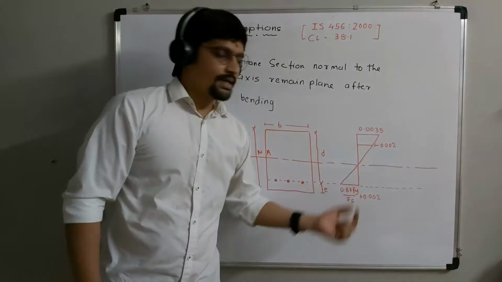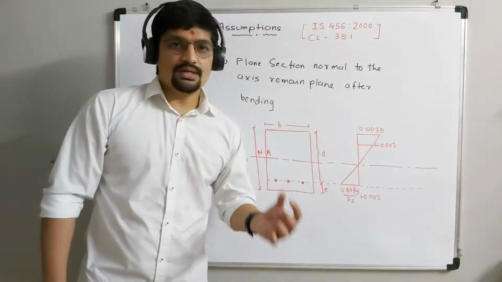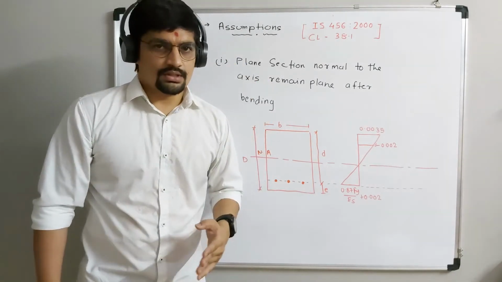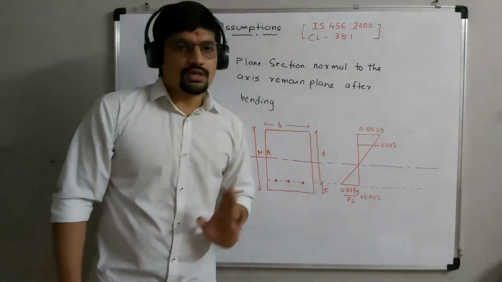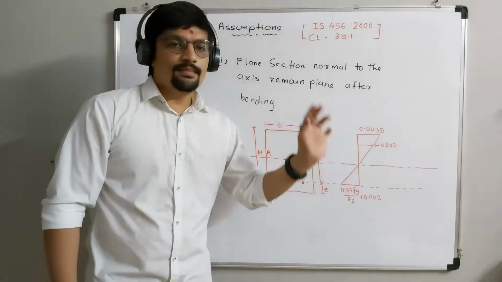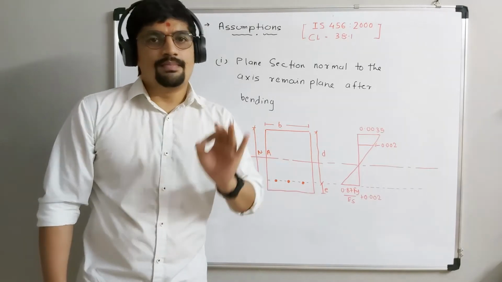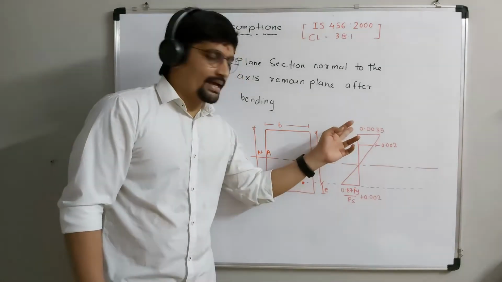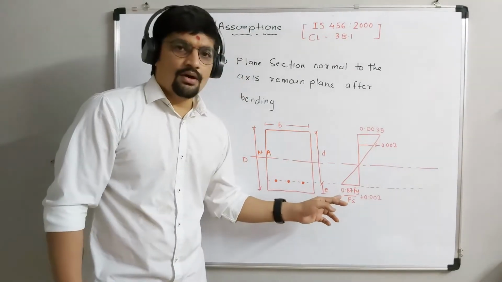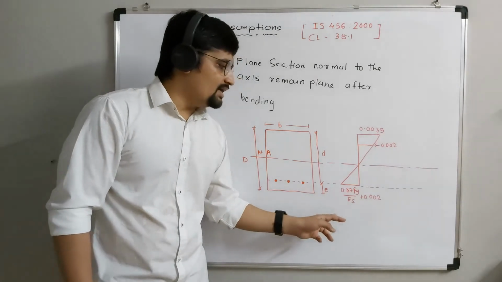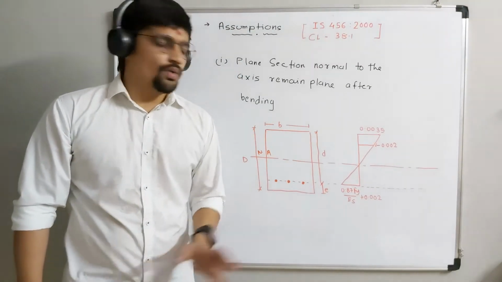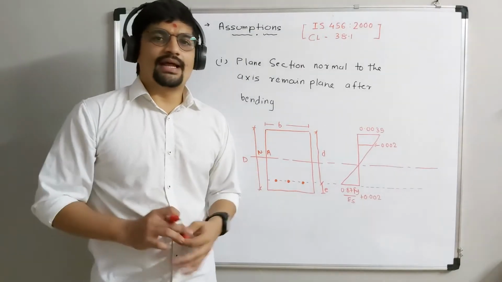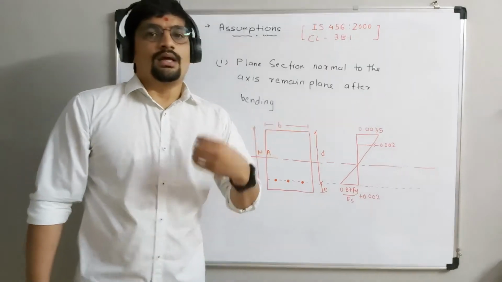So here the values are shown. 0.002 is the strain value up to which the stress varies; after that the stress becomes constant, up to 0.0035, which is the maximum compressive strain. After that our beam can collapse. Likewise, the maximum strain of steel is 0.87 Fy by Es plus 0.002. Es is the modulus of elasticity, which is 2 into 10 raised to 5, and Fy is the characteristic strength of steel.